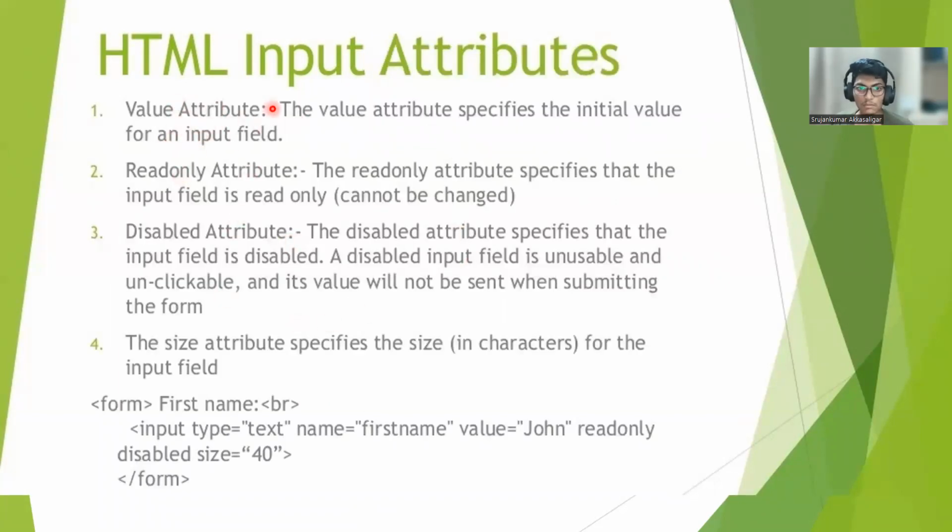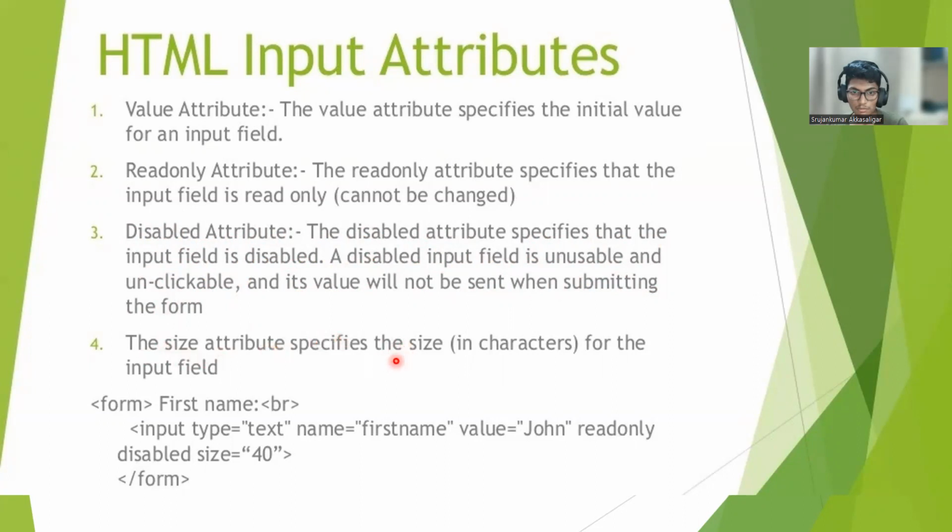Value attributes. There are many attributes in the input type, and one of them is value. The value attribute specifies the initial value for the input field. Next one is readonly. The readonly attribute specifies that the input field is read only and cannot be changed. Disabled. The disabled attribute specifies that the input field is disabled, and a disabled input field is unusable and unclickable. Its value will not be sent when you submit a form.